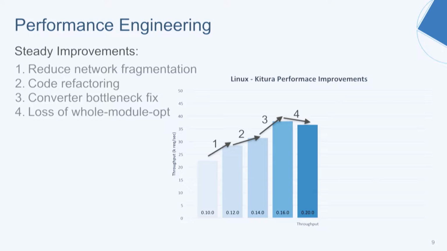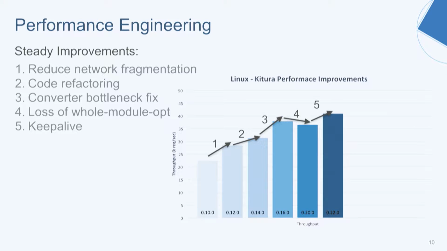Then we actually lost a little bit of performance because we couldn't use whole module optimization anymore, which has the effect of removing some dynamic dispatch. And that's going to be key, and Nick will talk about that as well. And then we implemented Keep Alive, and that gave us another boost. And so we've been incrementally working through all of these benchmarks, doing analysis, and trying to feed back code fixes to the community and to our own framework.